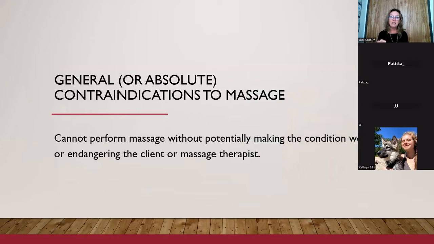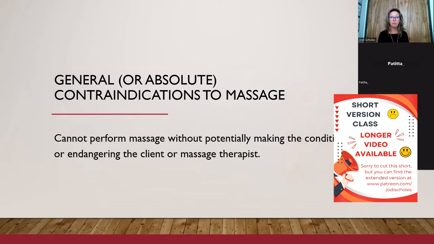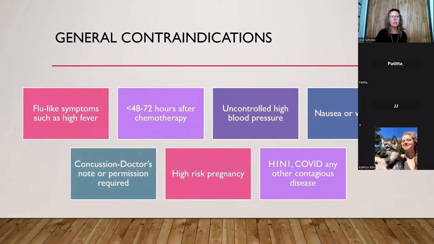The easiest definition of a general contraindication is, will it make the condition worse? Will it make the condition worse? Or will it endanger the therapist? Here's some examples of general contraindications, meaning unfortunately you cannot do the massage. So if they have a high fever, they have flu-like symptoms, it's systemic.